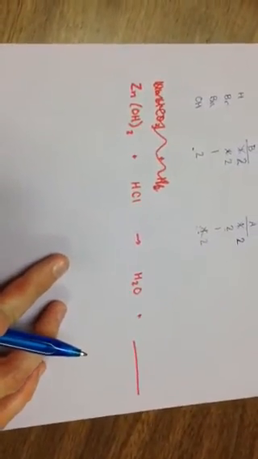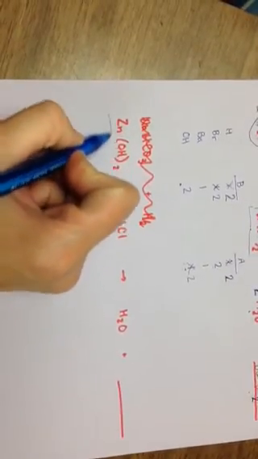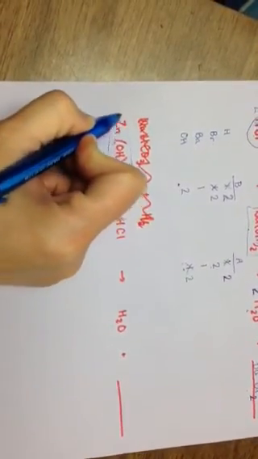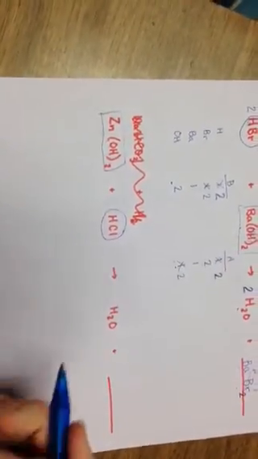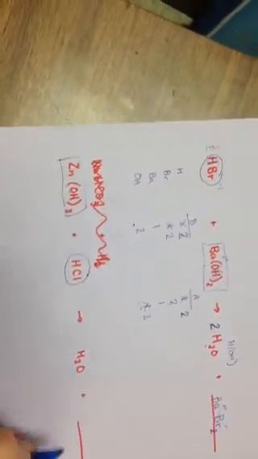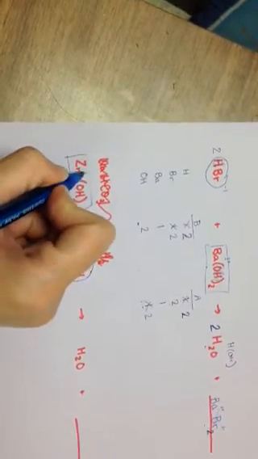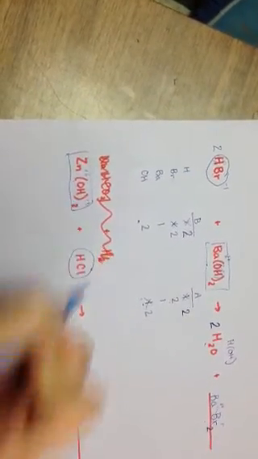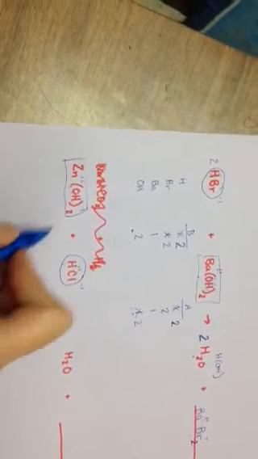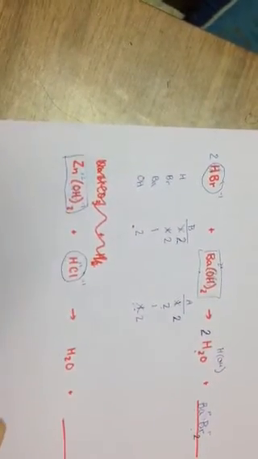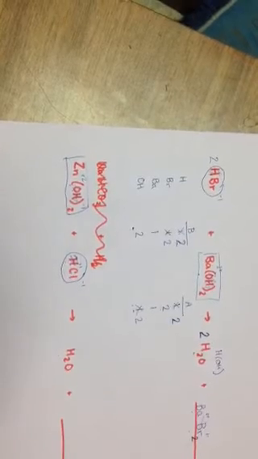Let's move on, one more. Zinc hydroxide plus HCl. Zinc hydroxide, because of the OH group, we know that that's our base. HCl is our acid because it has an H to give away. It's going to give us water and a salt. Zinc has a +2 charge, -1 charge, +1, -1. So this OH is going to go off and make water. This H is going to go off and make water.